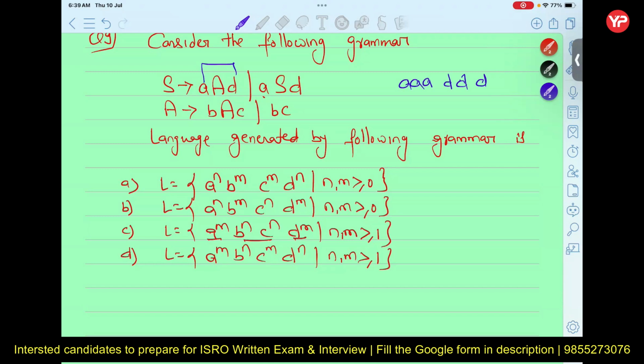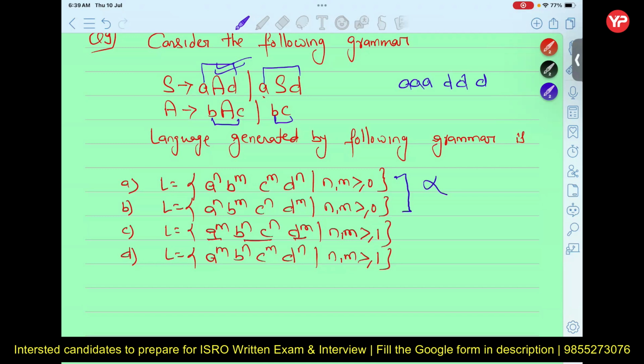Because here we have S, it is generating AD, AD, AD, A to the power N, D to the power N. And when you call this production, it generates B and C, the same number, B to the power M, C to the power M. But keep in mind, if you check the options, the first two are saying that M or N is greater than or equal to 0. But no, because it is not terminated by epsilon. So the first two options are wrong. Let's move on to C and D.